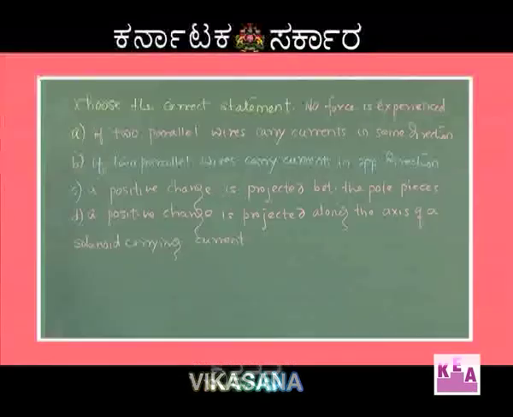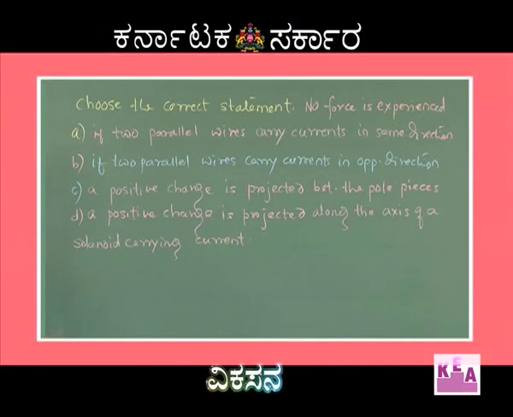Let us read the problem. Choose the correct statement. No force is experienced, first option, if two parallel wires carry currents in the same direction. If two parallel wires carry currents in the opposite direction, a positive charge is projected between the pole pieces, say magnetic pole pieces, and a positive charge is projected along the axis of a solenoid carrying the current. Okay. Now, let us go in detail about all those options.